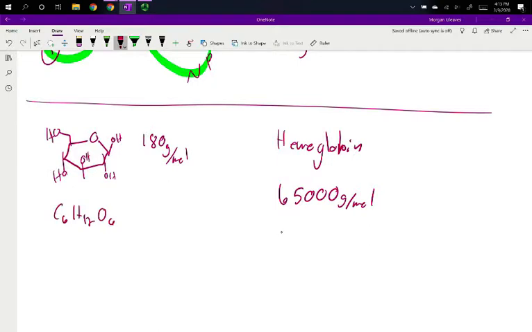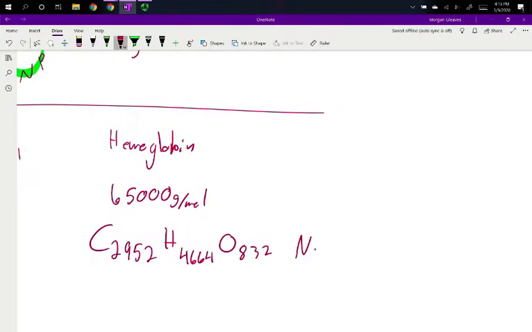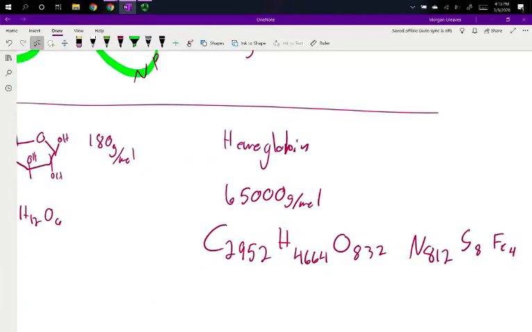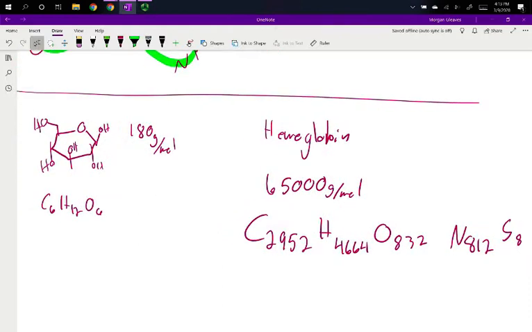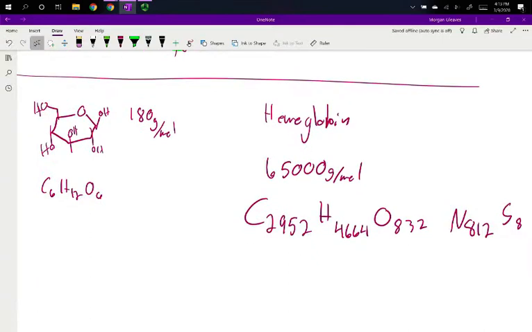Molecular formula for sugar was C6H12O6. Molecular formula for hemoglobin: carbon 2,952, hydrogen 4,664, oxygen 832, nitrogen 812, sulfur 8, iron 4. So, needless to say, there's a little bit of a size disparity, and sugars are already complicated enough to draw. How on earth do we show you something as complex as hemoglobin?